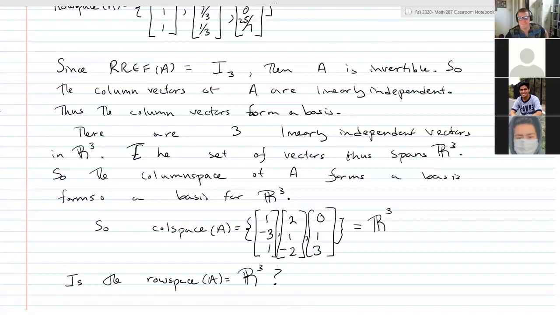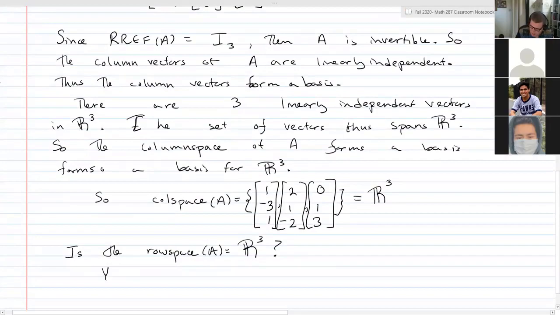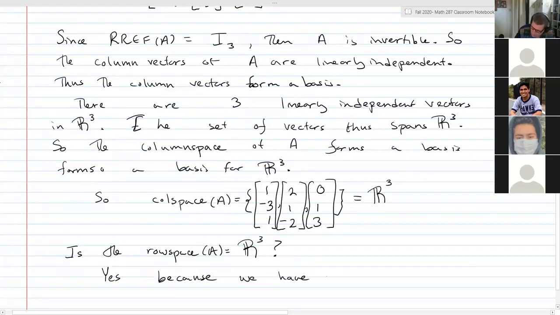You want to give it a shot? Yeah, it is. Yes, totally. Yes, because we have 3 linearly independent vectors in R3.